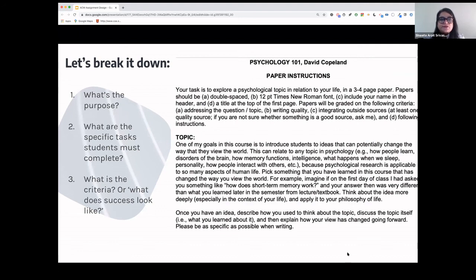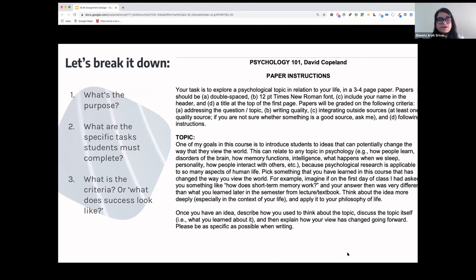Let's take 30 seconds to skim through this example from a psychology assignment, where the paper says that your task is to explore a psychological topic. You need such and such font, double spaced. Please include your name in the header, title at the top of the first page, etc. And then there's a topic description and things that the instructor is requiring the student to do.